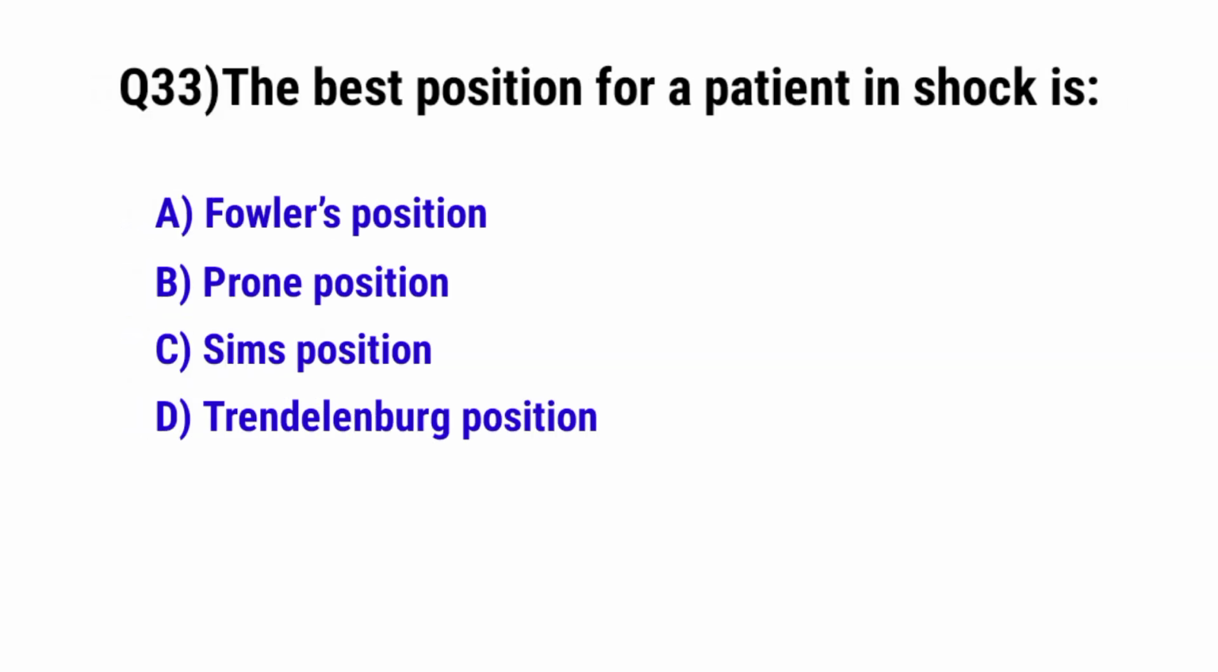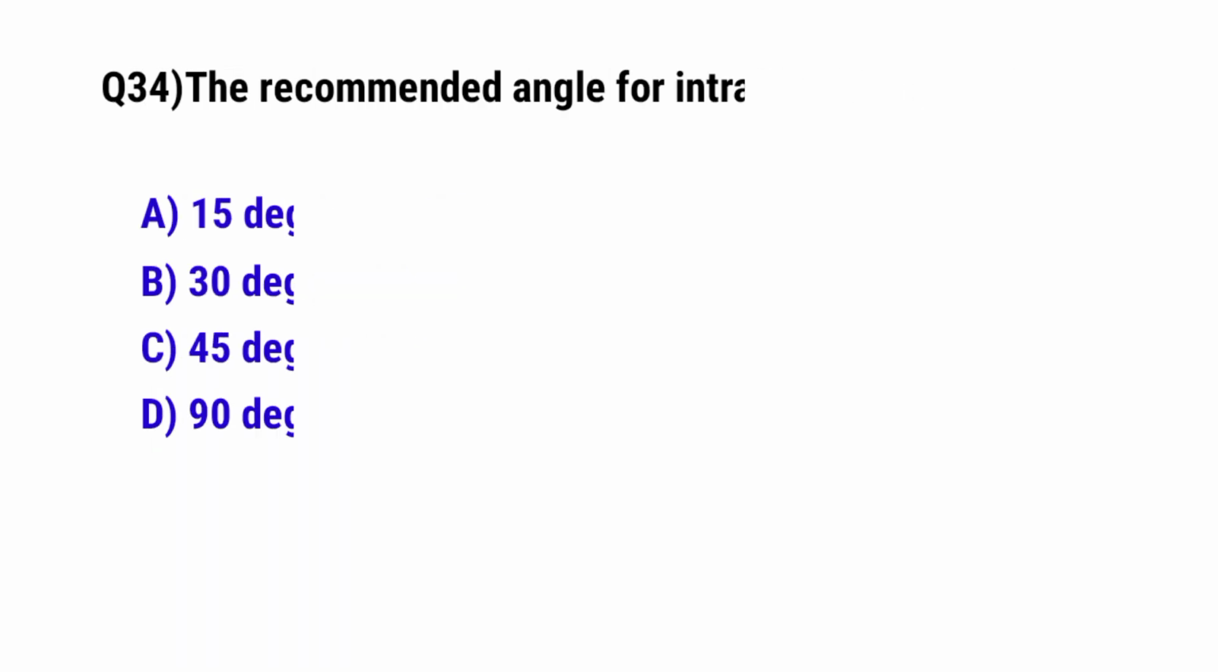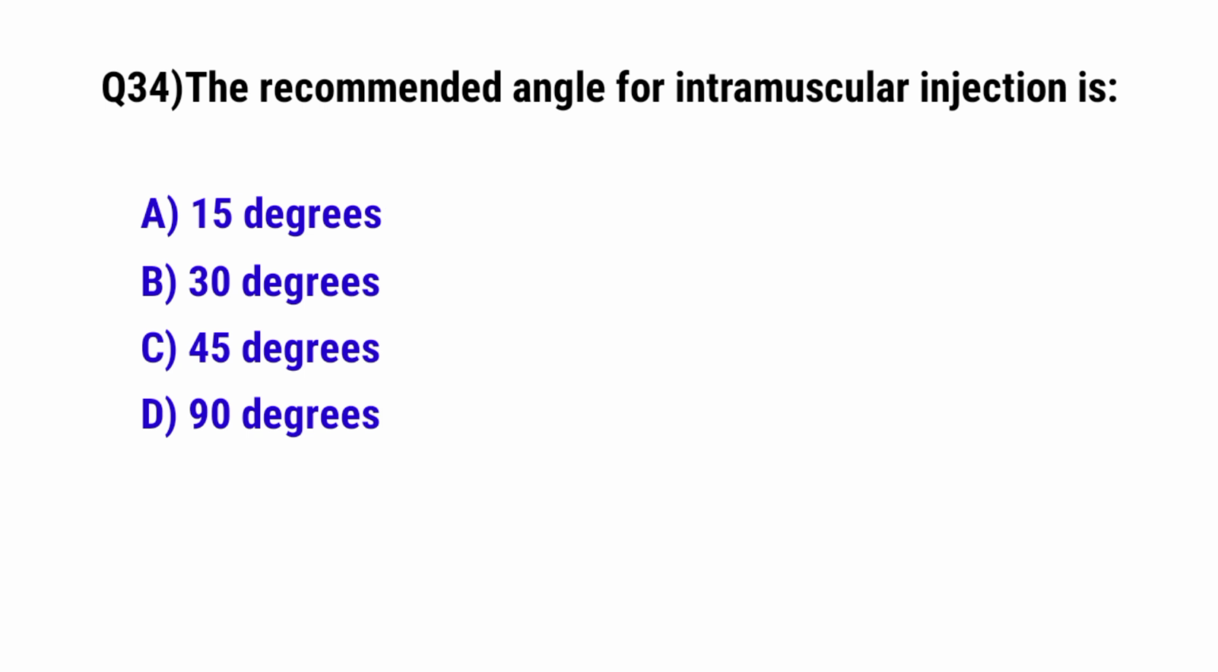Question number 33. The best position for a patient in shock is. The correct option is D. Trendelenburg position. Question number 34. The recommended angle for intramuscular injection is. The correct option is D. 90 degrees.